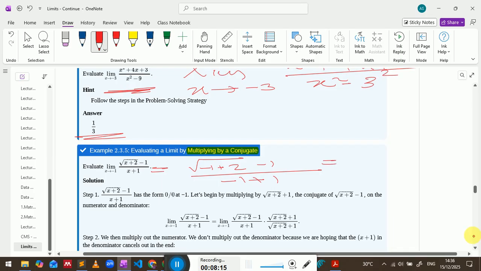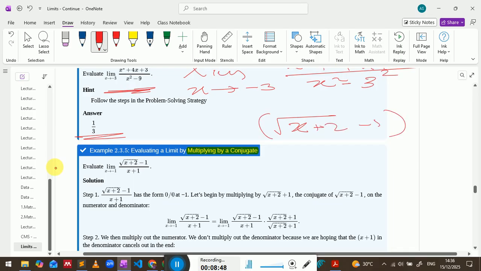So now what will happen? Minus 1 plus 2 is 1, and the square root of 1 is equal to 1. So 1 minus 1 over minus 1 plus 1, which is 0. So 0 divided by 0 is the answer. This type of scenario we cannot provide 0 divided by 0, that is undefined. So what we can do, if you have any square root in your equation, is use the conjugate. Square root of x plus 2 minus 1 is an expression with the square root.